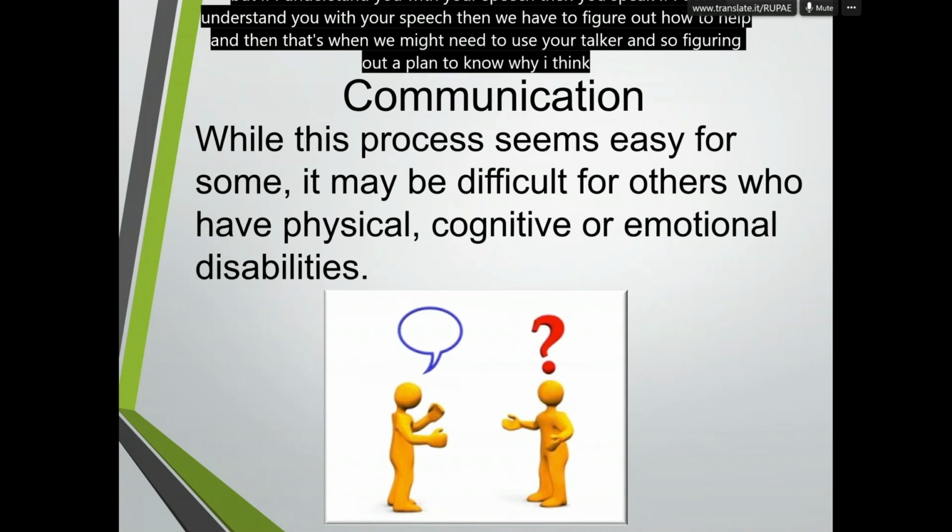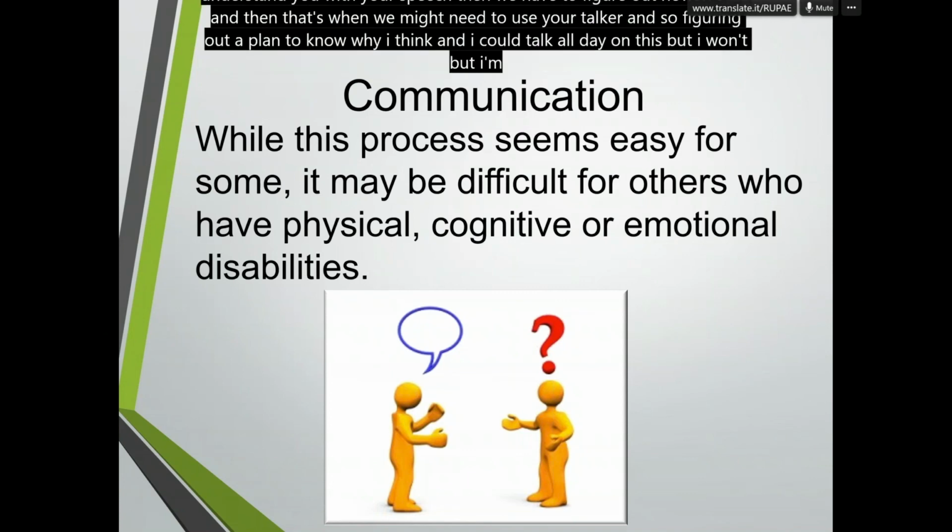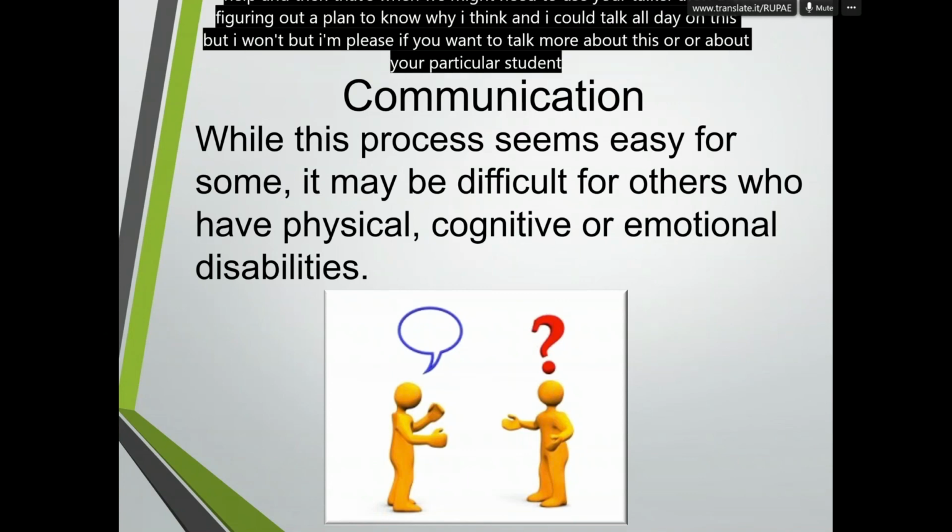And I could talk all day on this, but I won't. But please, if you want to talk more about this or about your particular student, please contact me, or also, again, ask your speech path about what her thoughts about that are.